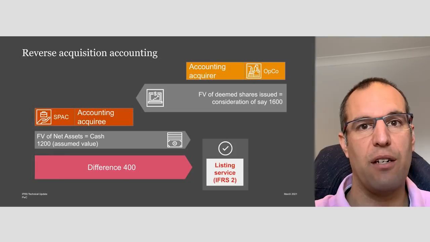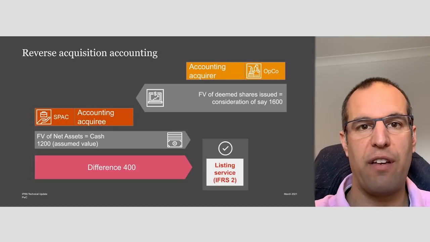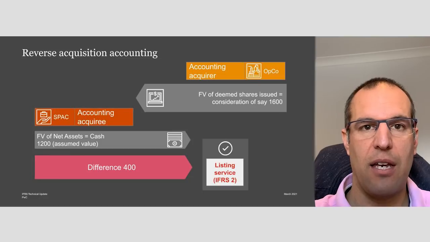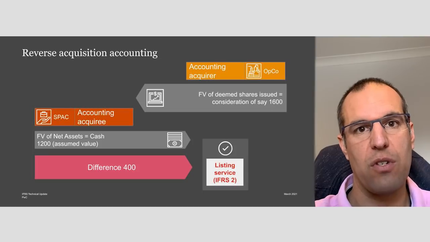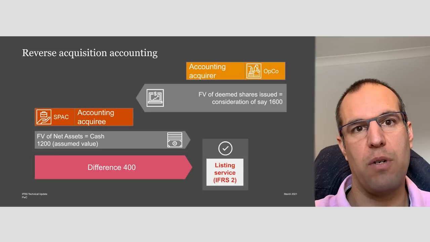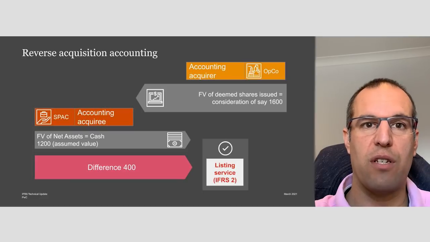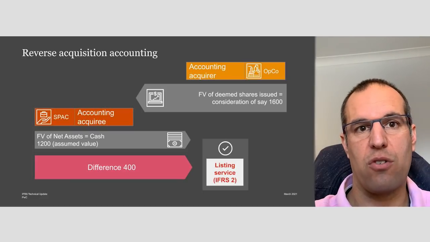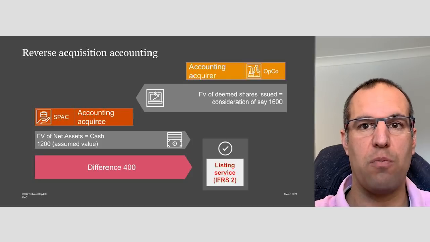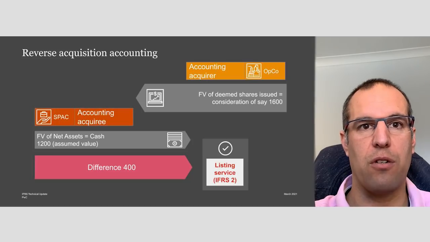Now, what's important there is any difference between the fair value of the shares deemed to have been issued by the OpCo and the fair value of the SPAC or the public shell company's identifiable net assets actually represents a service received by the OpCo, and that is a listing service. Now, no portion of the listing service as a result of the share-based payment is considered to be a cost of raising capital. In other words, it can't be deferred in equity. The service received does not meet the definition of an asset, and the cost of the service received is therefore recognized as an expense. And this was confirmed by the IFRS Interpretations Committee a couple of years ago.